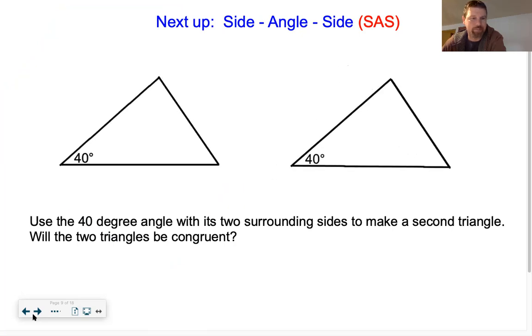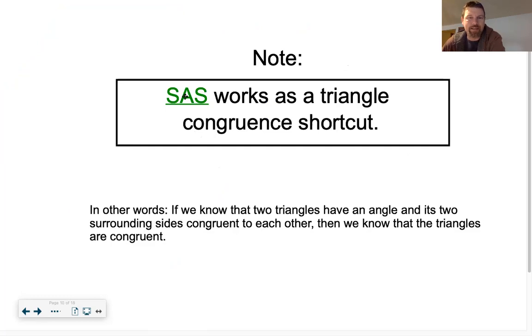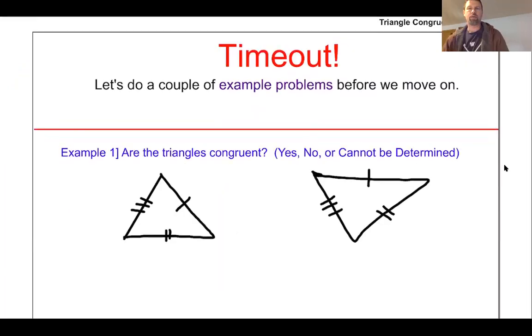They will be congruent. So side, angle, side works as a triangle congruent shortcut. In other words, if you know that two triangles have an angle and its two surrounding sides congruent to each other, then we know that the triangles are congruent. So to get how this is useful, we're actually going to do a number of examples to help make this make sense.